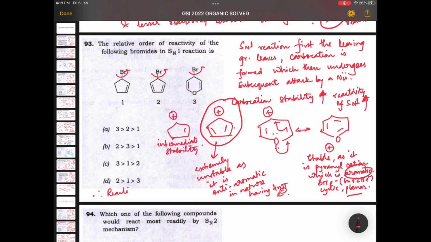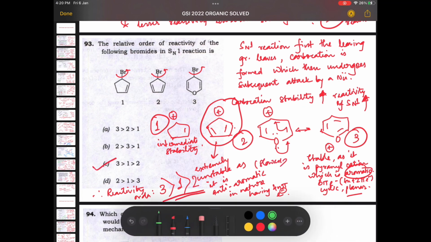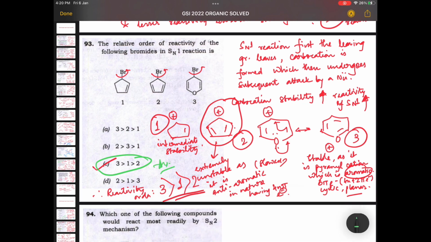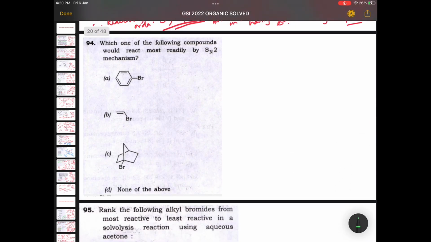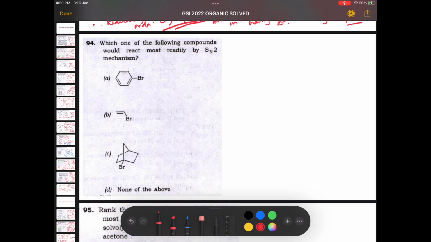So hence we can see that the reactivity order would be that number 3 would undergo the SN1 reaction the fastest due to having the aromatic stability for the carbocation, and after that it would be 1, then it would be the second one. So this is the answer, C, option C. Okay, let's go to the next question.